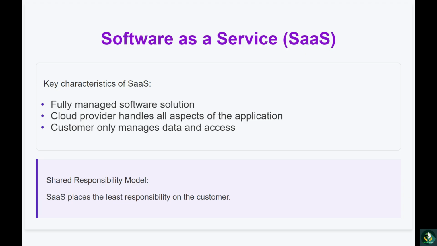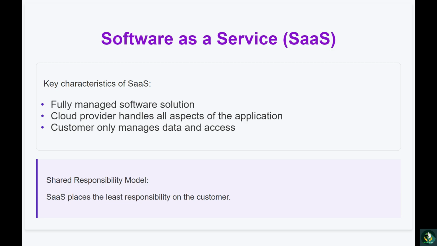The defining characteristic of SaaS is that it places the least amount of responsibility on the customer compared to other cloud service models. In a SaaS arrangement, the cloud provider assumes management of virtually all aspects of the service. This includes the application software, runtime, middleware, operating systems, virtualization, servers, storage, and networking. The provider ensures that the software is automatically updated and patched, and that it remains available and secure.